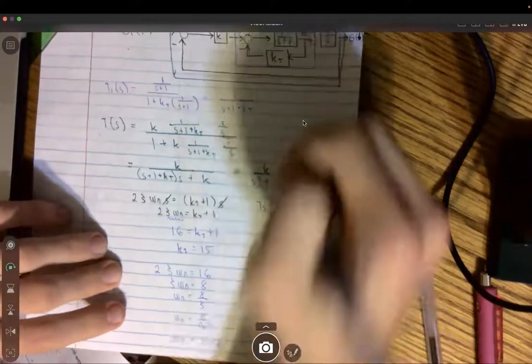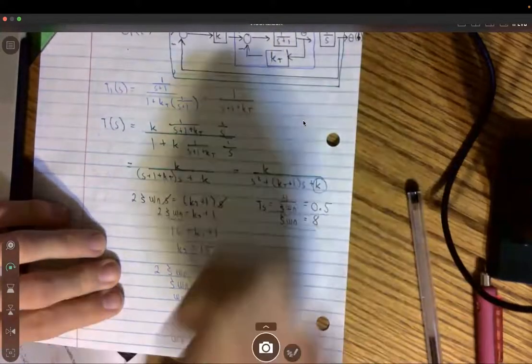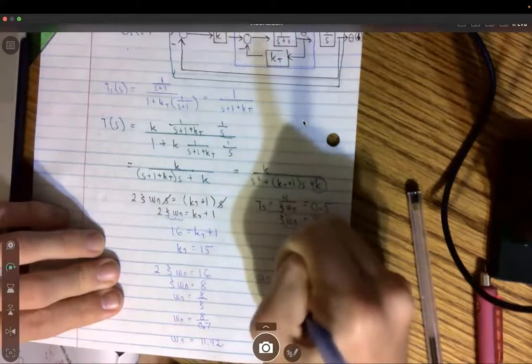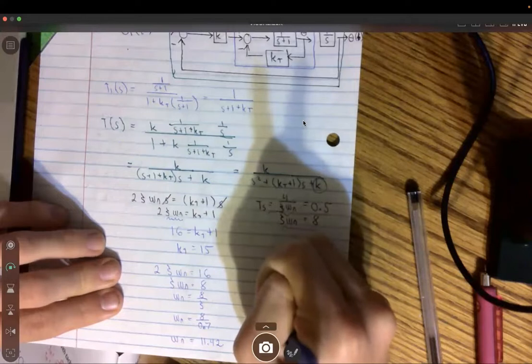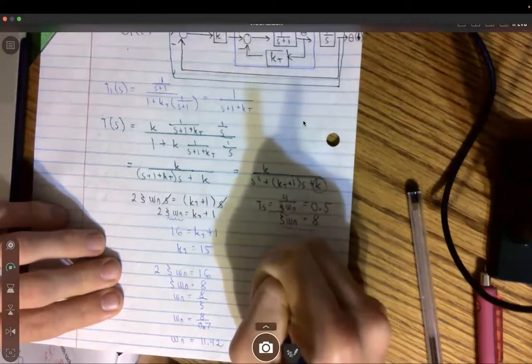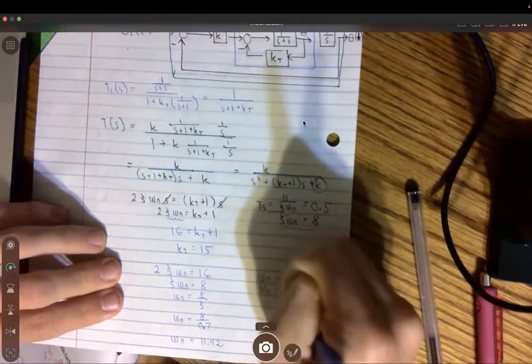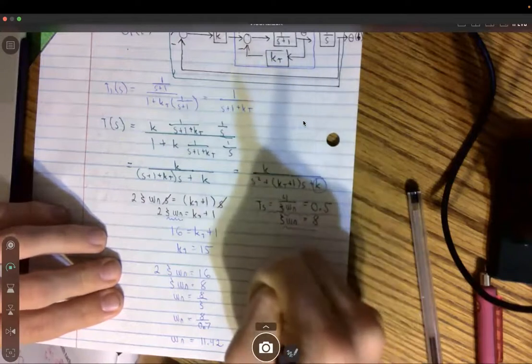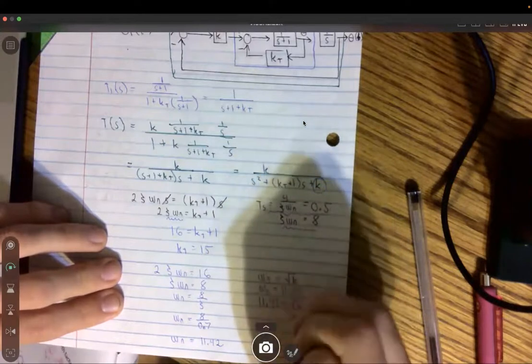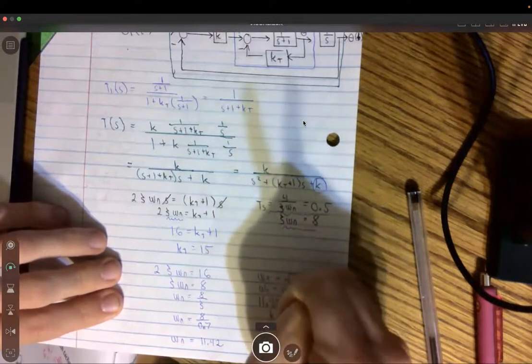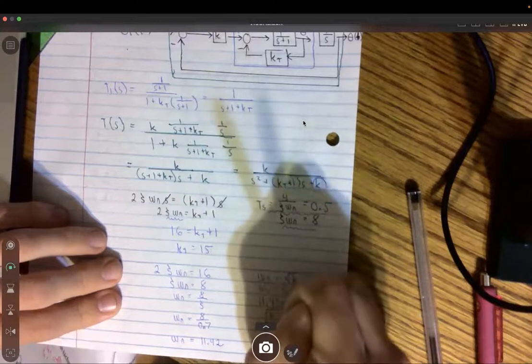And from this, remember your omega n is equal to the square root of the constant k. We solved for omega n, so we know what it is. Since we know it's 11.42, plug it in. 11.42 is equal to the square root of k. Take the square root of both sides, and you're going to get k approximately equal to 130.